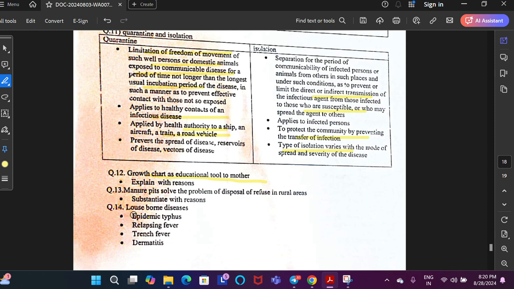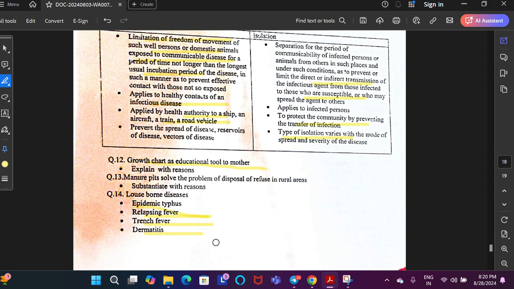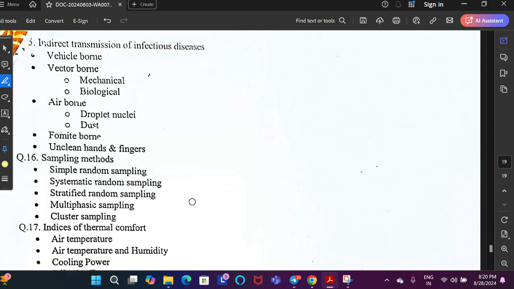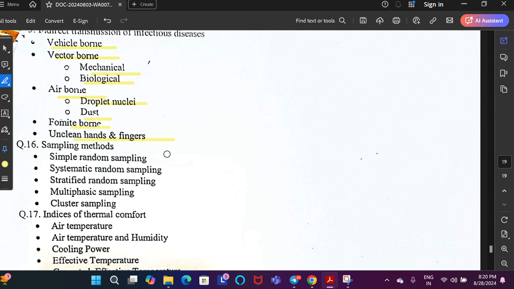Louse-borne diseases. Examples are epidemic typhus, relapsing fever, trench fever, dermatitis. Then indirect transmission of infectious diseases: it is vehicle-borne, vector-borne, mechanical or biological vectors can be there, airborne, droplet nuclei and dust, fomite-borne, unclean hands and fingers.